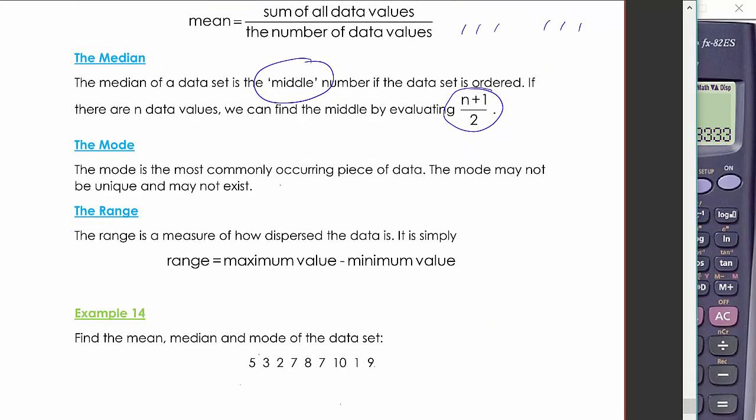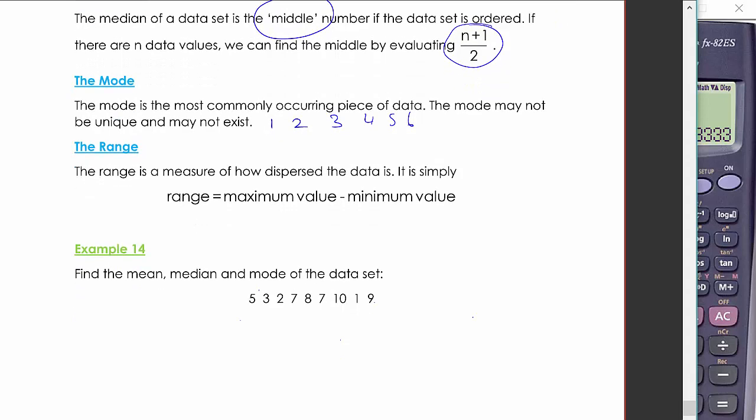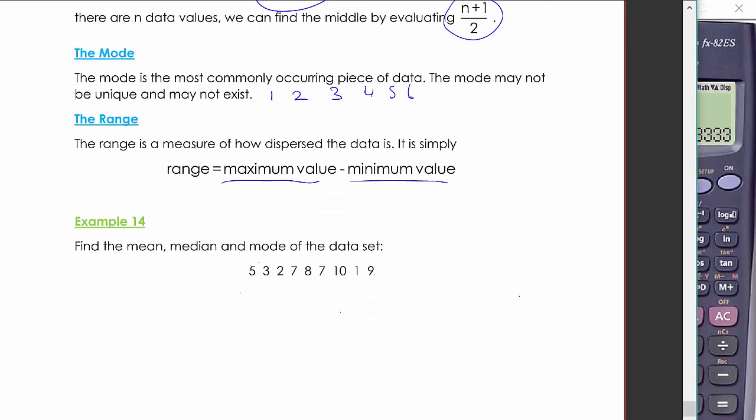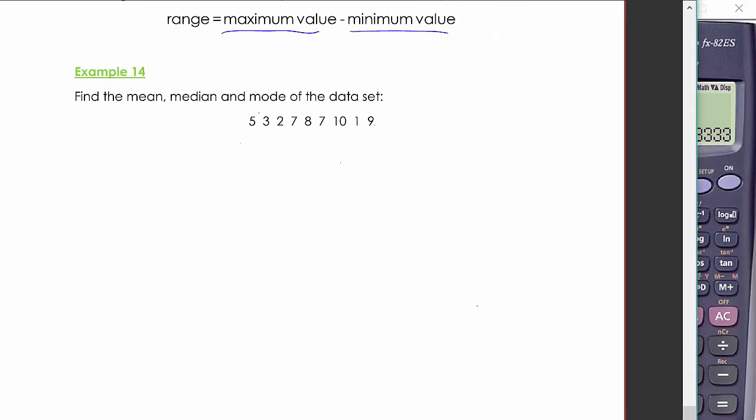The mode is the most commonly occurring piece of data. The mode may not be unique. There may be more than one mode, and it may not exist. For example, if our data was 1, 2, 3, 4, 5, 6, does it have 6 modes? Does it have no mode? The range is different. It's not a measure of center like the others. The range is a measure of the spread of the data, and it's simply the maximum value take away the minimum value.